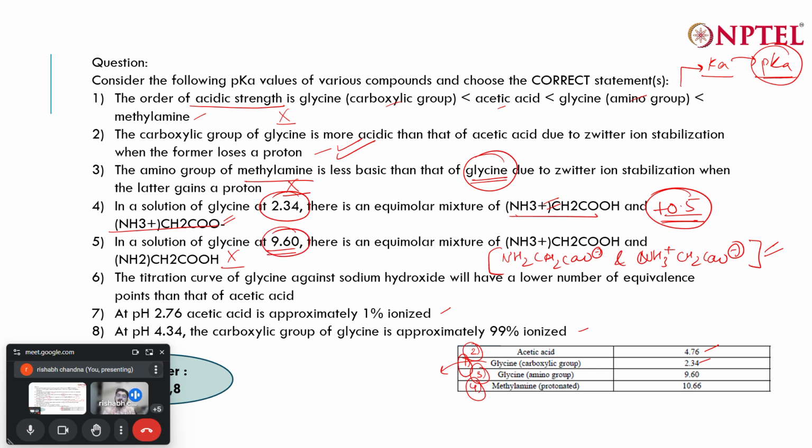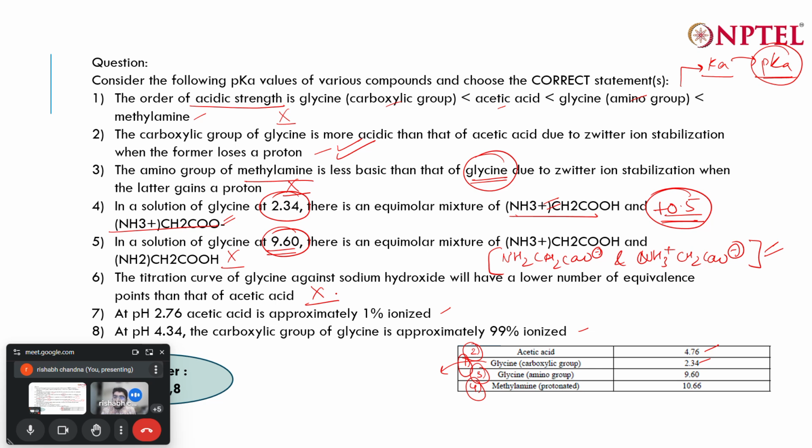Okay, now moving to the sixth statement: the titration curve of glycine against sodium hydroxide will have a lower number of equivalence points than that of the acetic acid. No, this is also not correct.